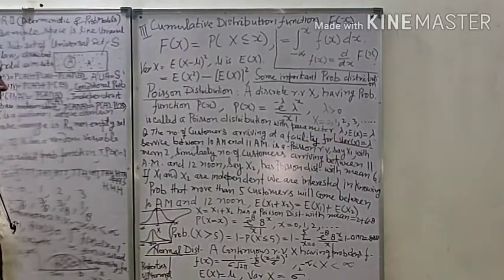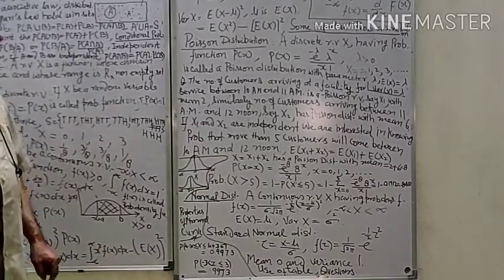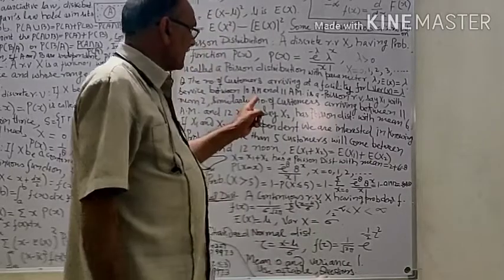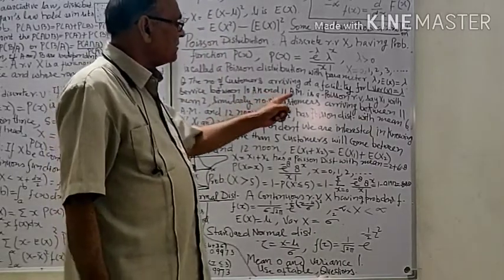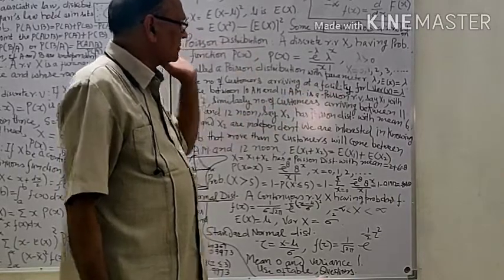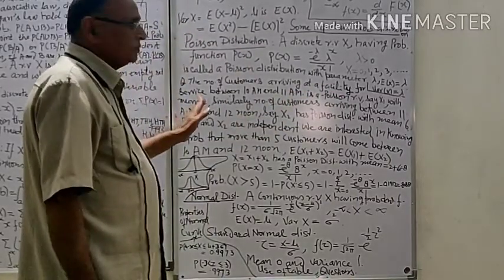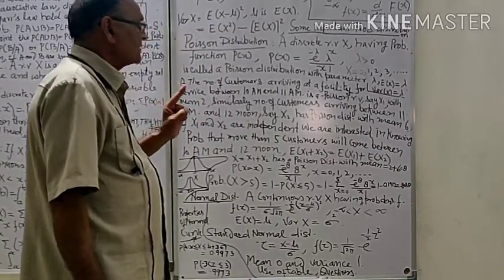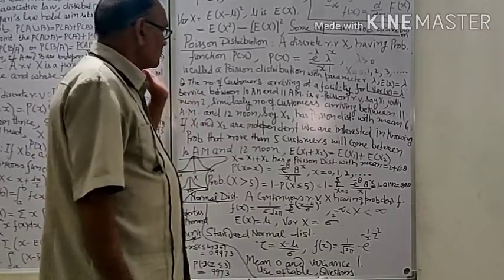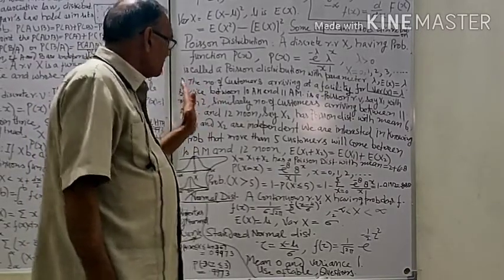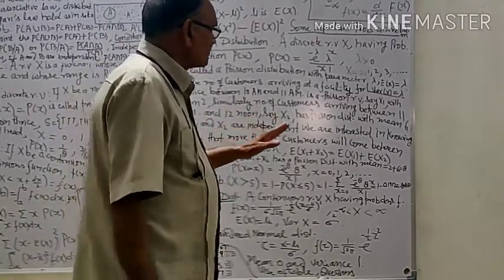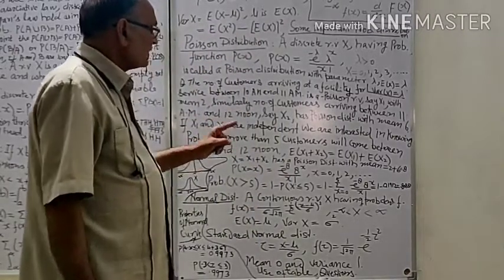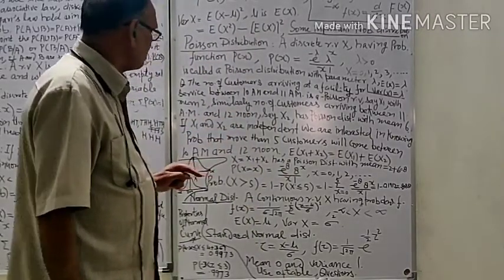Now one numerical example. The number of customers arriving at a facility for service between 10 a.m. and 11 a.m. is a Poisson random variable, say x1, with mean 2, as there is only one parameter involved in Poisson distribution. So here lambda is equal to 2 or mean is equal to 2. Similarly, number of customers arriving between 11 a.m. and 12 noon, say x2, has Poisson distribution with mean 6.